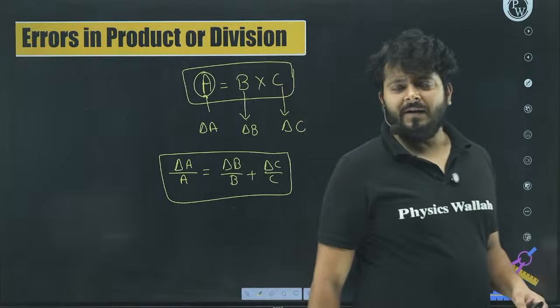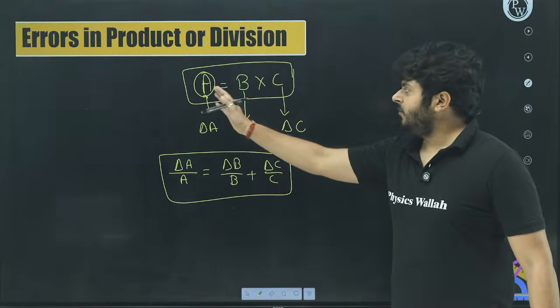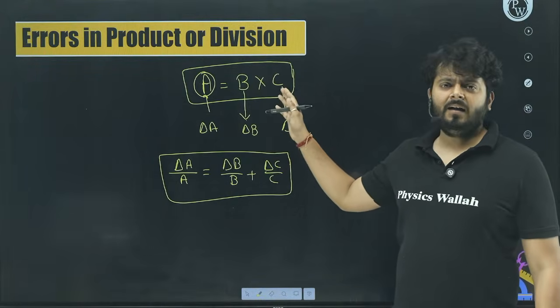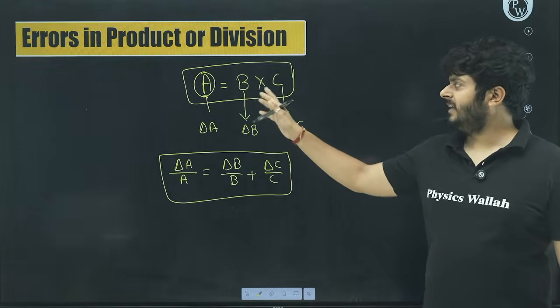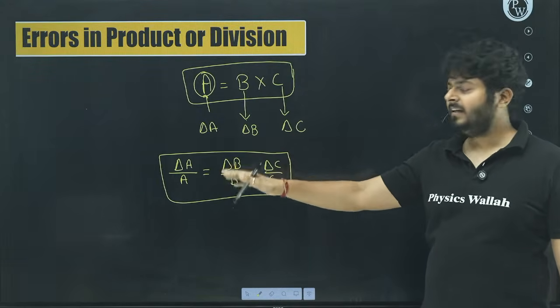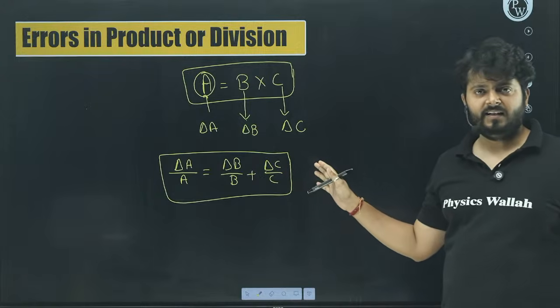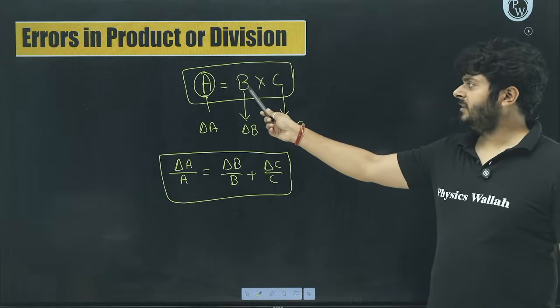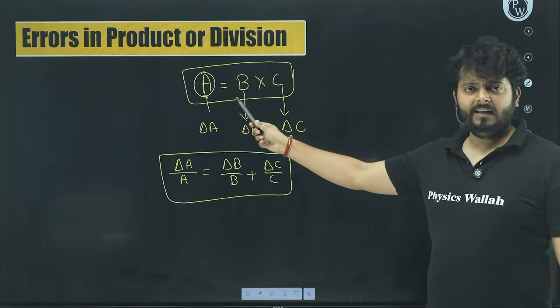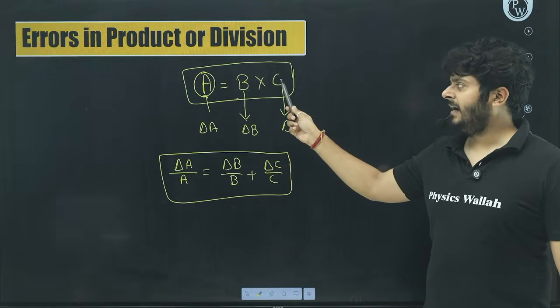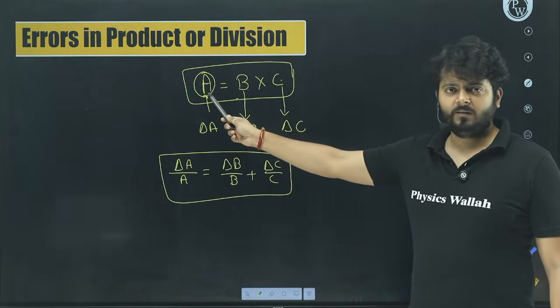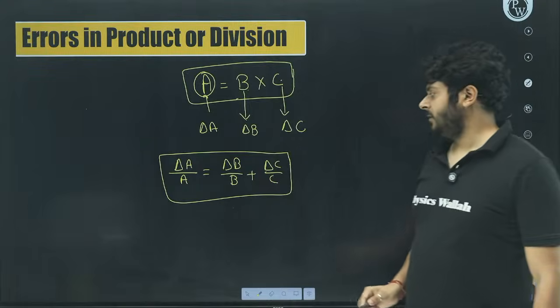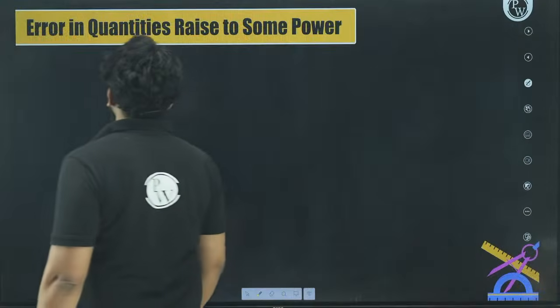Any problem in this part, my dear kids? When two quantities are multiplied or divided, their absolute errors are not directly related. Their relative errors, however, are related. If there are two quantities that you are multiplying, then the relative errors are added to give the relative error in the final quantity. All right. So let's talk about the next one.